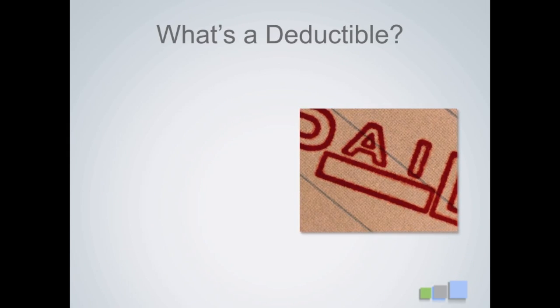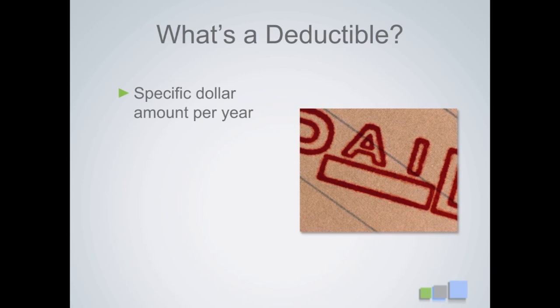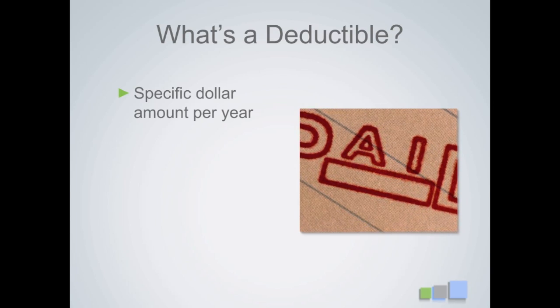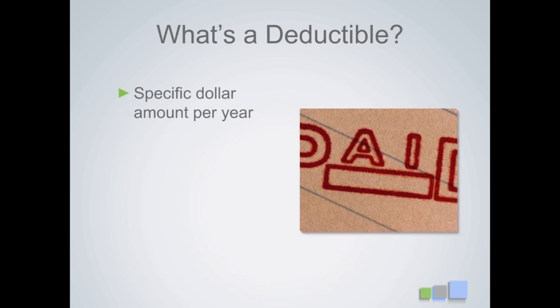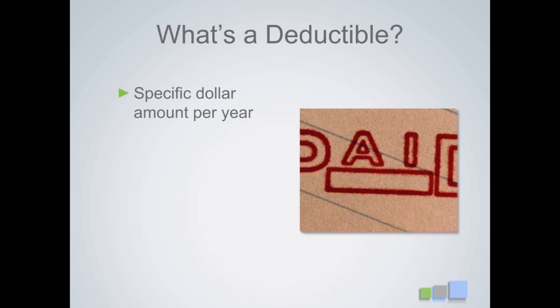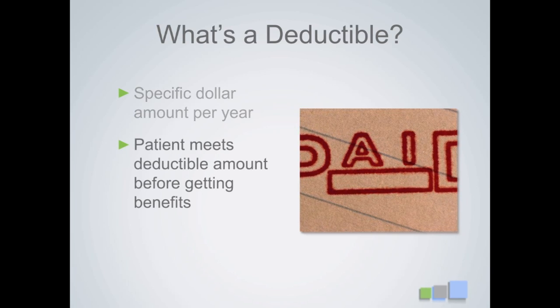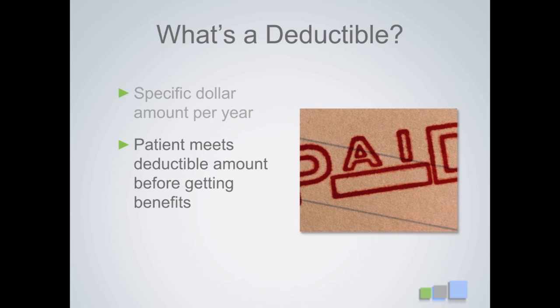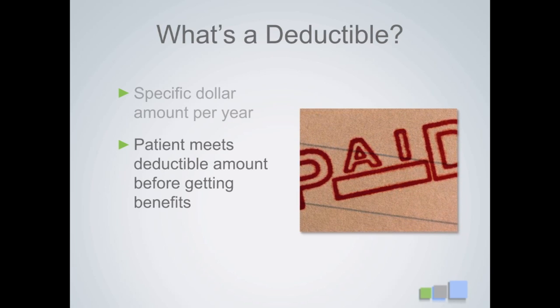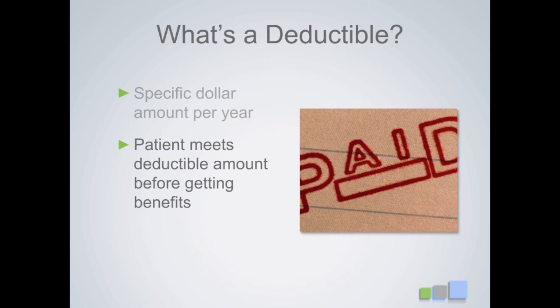A deductible is a specific dollar amount a subscriber is responsible for each year. The amount varies greatly from plan to plan. Before the plan will pay any expenses to a provider, the patient must pay their deductible amount to qualified healthcare providers. When the amount has been met, the plan will begin to pay the contracted amount for services.